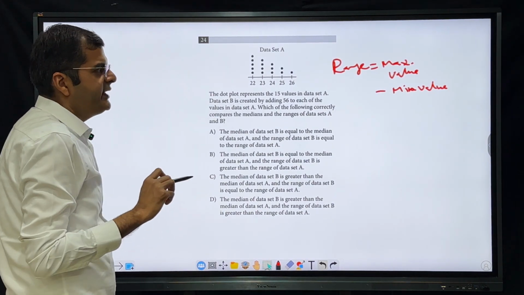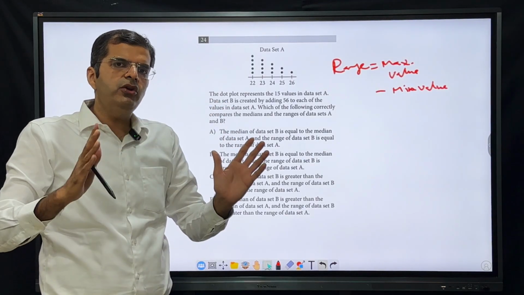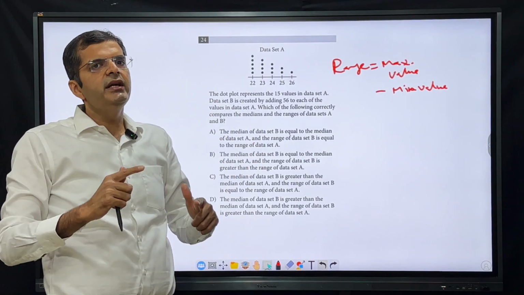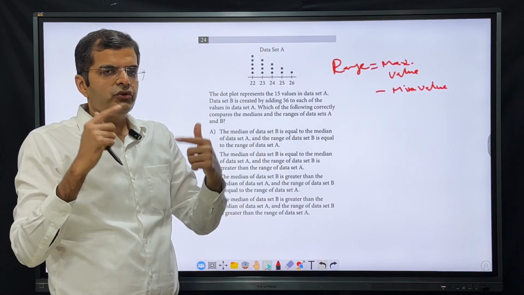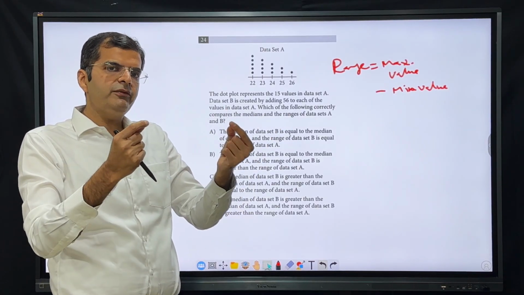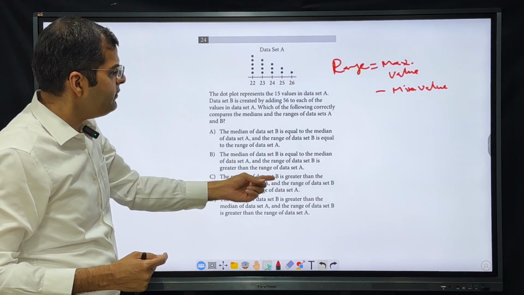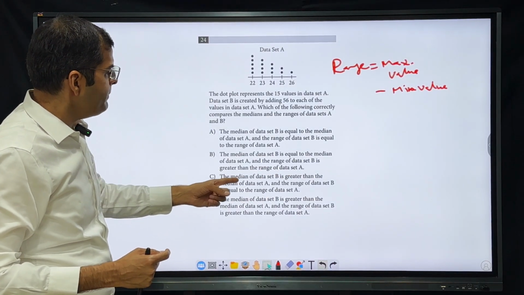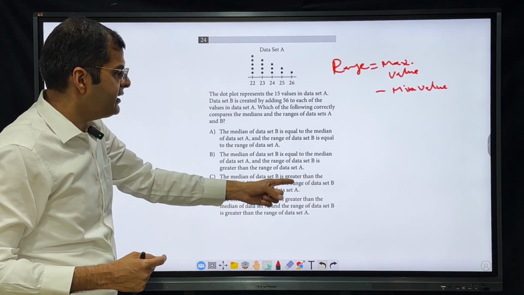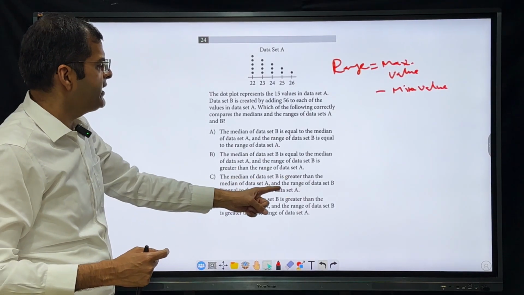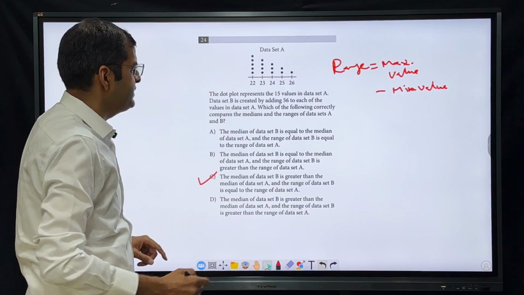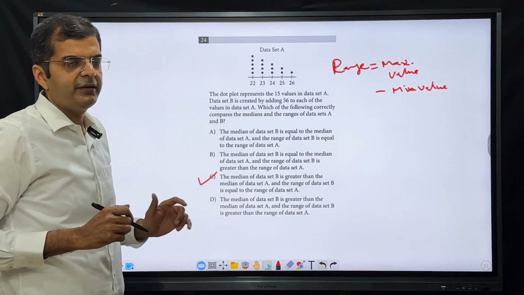But what happens to the median? If I increase each value of a set by 56, the median also goes up by 56. So in data set B, median goes up by 56, but the range remains the same. So option C says the median of data set B is greater than the median of data set A, and the range of data set B is equal to the range of data set A. That is the correct answer. So answer option C is correct.